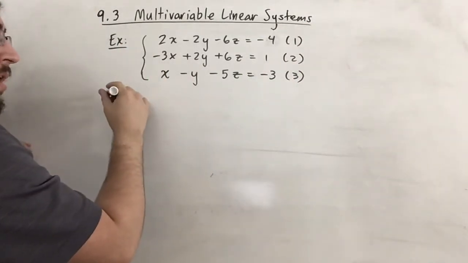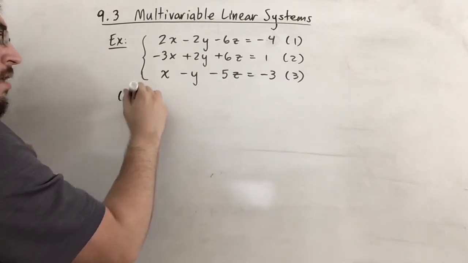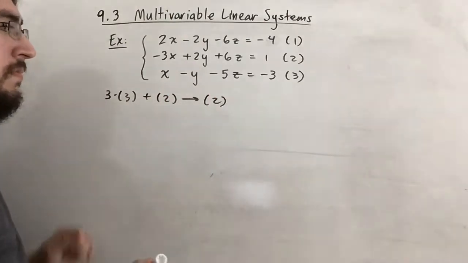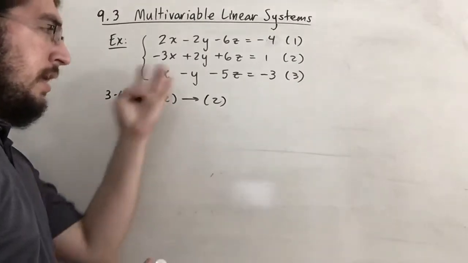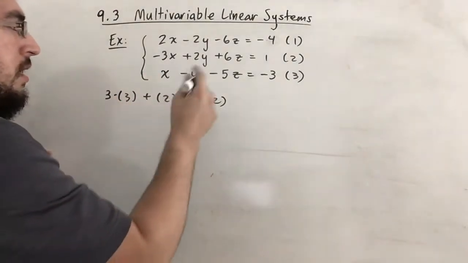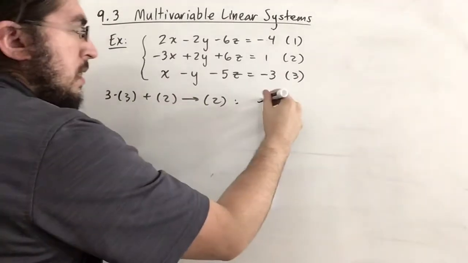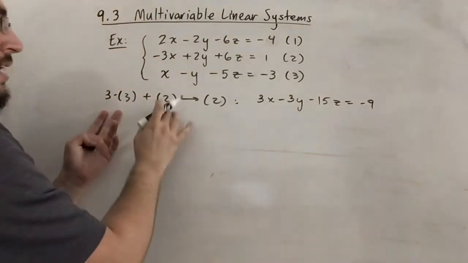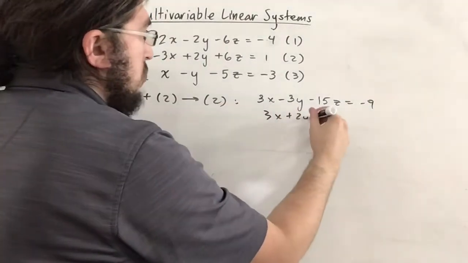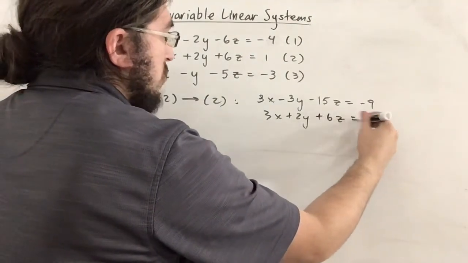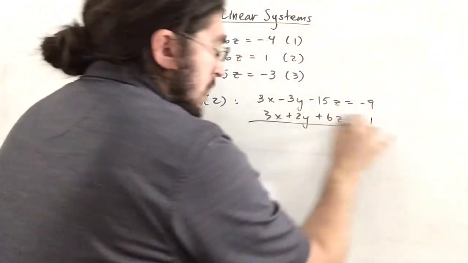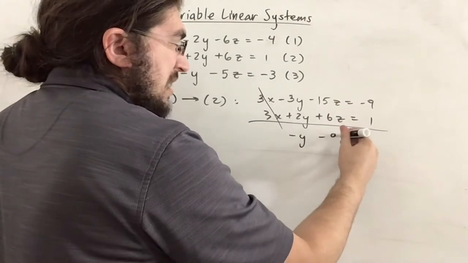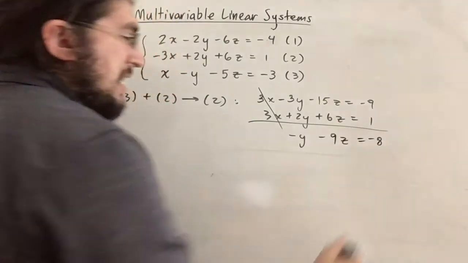So I'm going to pick equation 3, multiply that by 3, add that to equation 2, and that will replace equation 2. Okay, this is probably not the best notation, but it certainly gets the job done as far as what we're trying to do here. So 3 times equation 3 is going to be 3x minus 3y minus 15z is equal to -9. And then we're adding that to equation 2, which is 3x plus 2y plus 6z is equal to 1. So the second equation didn't get changed at all. And now adding straight down, the x's cancel, and we get -y minus 9z equals -8.